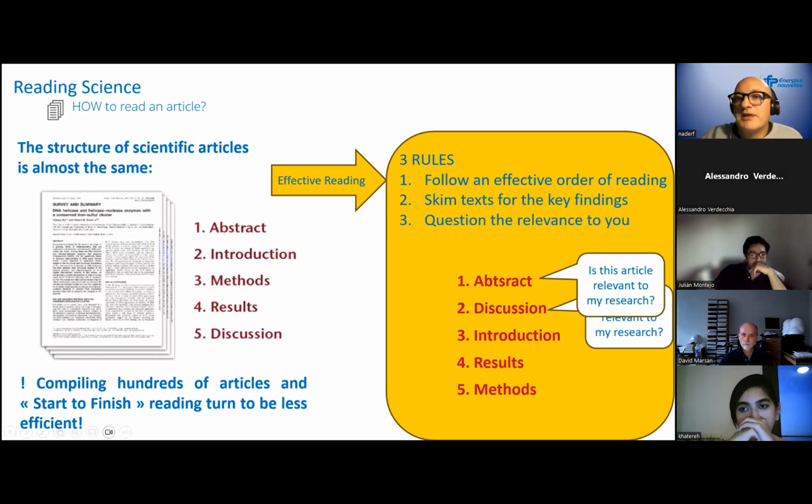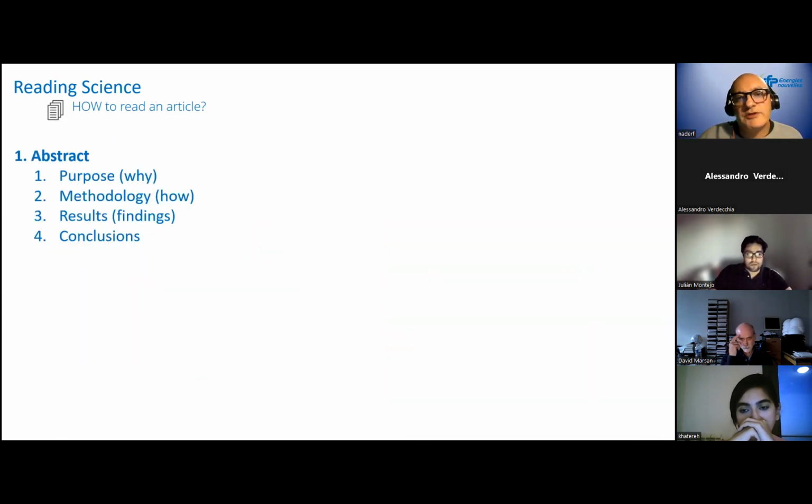Like I said, we are doing a synthesis. We are not just making a summary of a paper. You are not a librarian who wants to make sheets of summaries of papers so that people can come and read. You want to read and make a synthesis of that paper into the scientific question of your PhD. So in the abstract, you will get the purpose, the why, the methodology, the how, the results, the findings, and the conclusion. So actually, the abstract is the starting point.